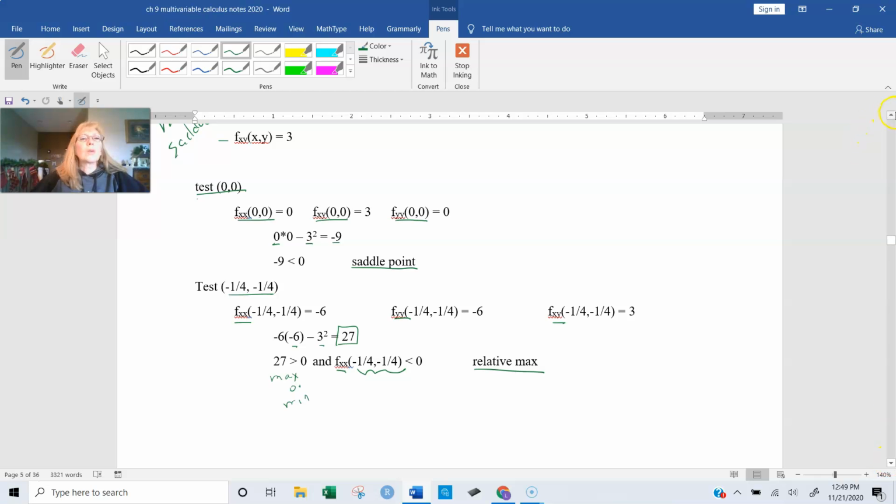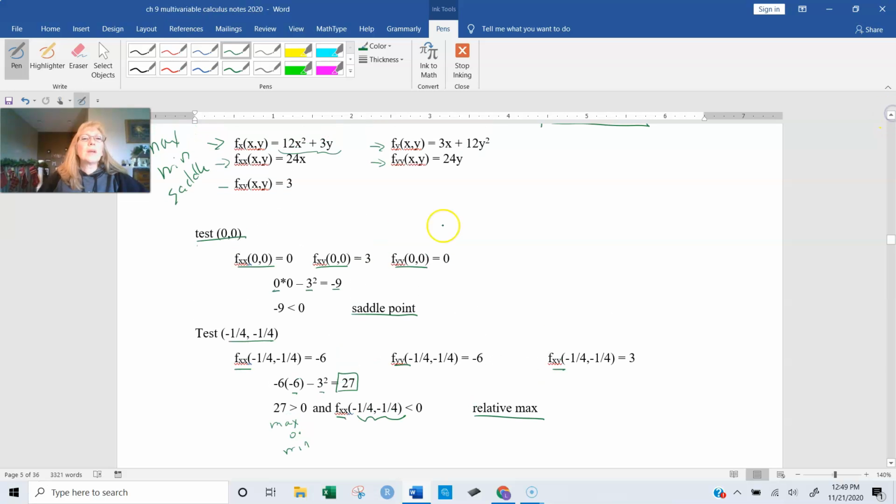I just want to make sure. So when you're up here, when I say we're plugging it into the double derivative, we're plugging it in up here, right? So we're taking negative 1/4 and negative 1/4 and plugging it into that point. So I'm really taking 24 times a negative 1/4, which equals a negative 6. That's why it's less than 0. That's why it's a relative max.